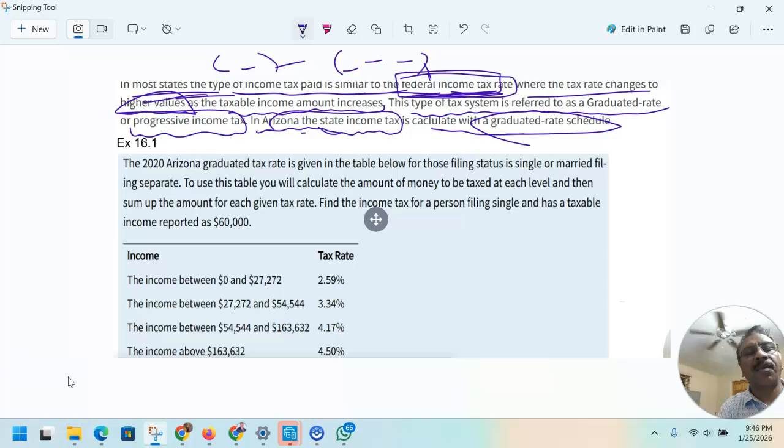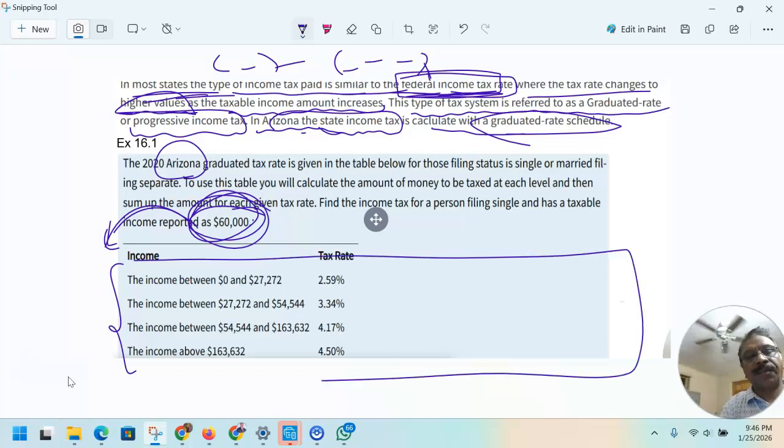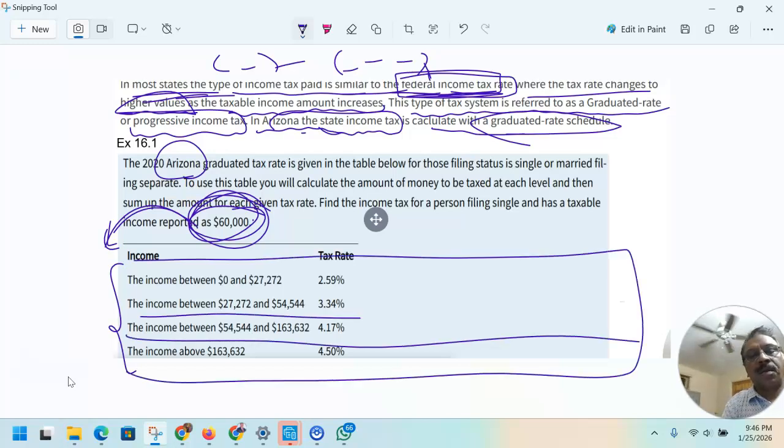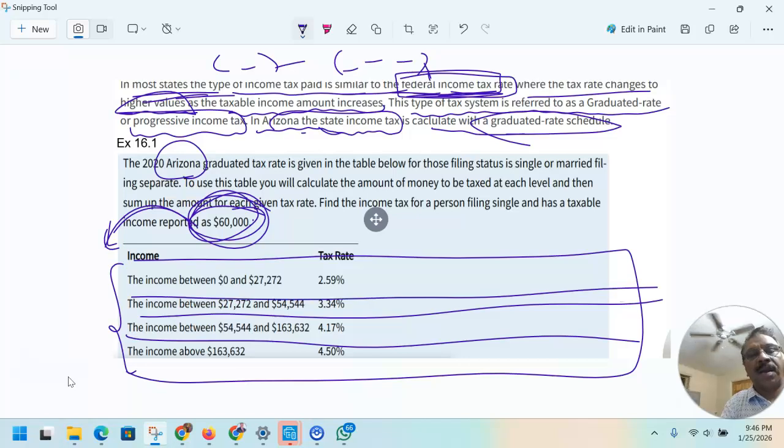Now, here is an example of somebody having a gross income of this. So how much is the total tax to be paid to Arizona? Okay. Now, this is how Arizona has it. So, I just want to show here. This is what they gave us.